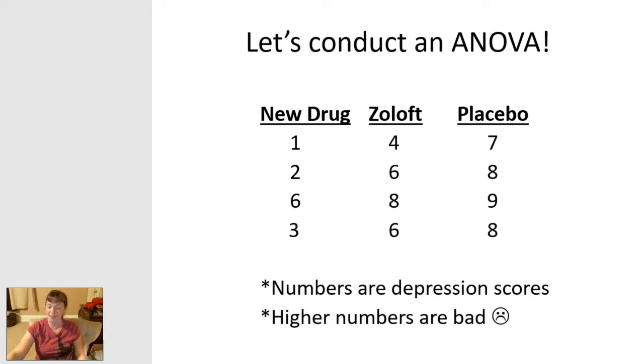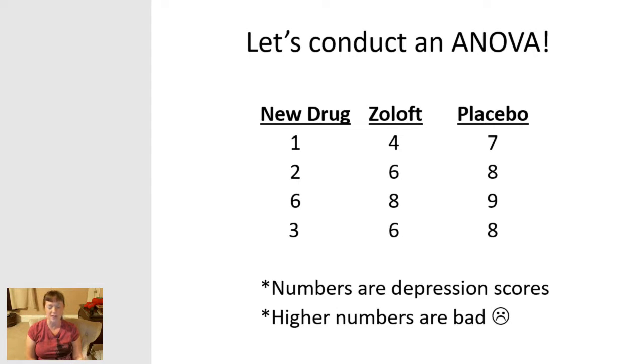All right, so here is an example of ANOVA, right? So we have a new drug and Zoloft and a placebo group, where the numbers here are people's individual scores on depression. So higher numbers would mean more depression, right? And so we've got person number one got a depression score of one, person two got a depression score of two, person three got a depression score of six, right? So our first group is a new drug with depression scores. And then you've got a second group who took Zoloft, which is another drug for depression. And then the third group took a placebo. And our question then is, are these groups the same or different?